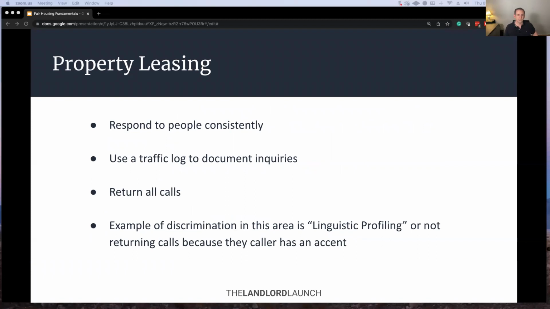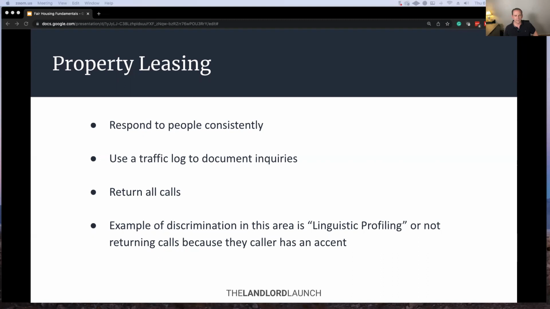If people leave a message, respond to everybody. I like to use a traffic log. You'll have one in the resources if you're part of the Landlord Launch. If you're watching this as part of the Landlord Launch program, it's in the Forms Vault. You can just use it as an example. I use mine literally as a piece of paper. I fold it up, I stick it under the phone, and every time I get a call that is a leasing potential, an inquiry, I pop it out and I capture information.